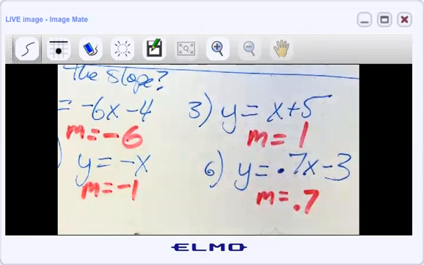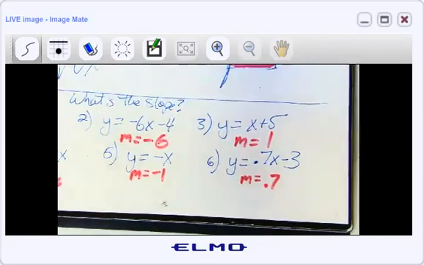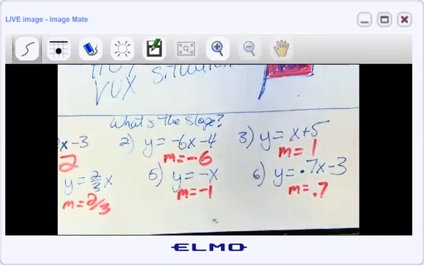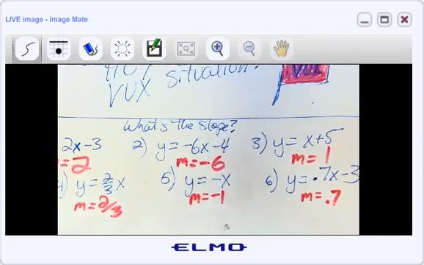Notice, guys, I don't have an x on any of my slopes because the slope does not have an x on it. It's just a number. I don't know how that gets muddled in, but kids always love to add an x onto their slope, but it doesn't belong there. Just a number, okay? Perfect. All right, so there's the easy level. Now we're going to step it up a notch.